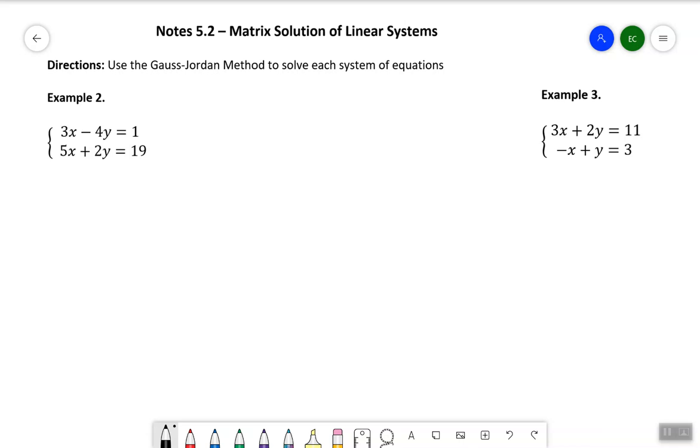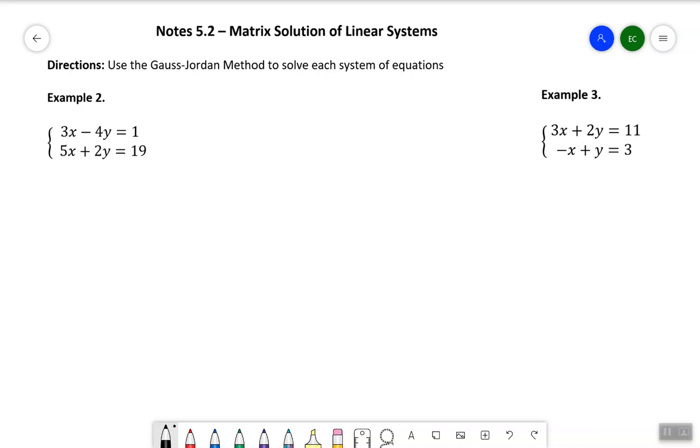Okay, we're in section 5.2. We're working on the Gauss-Jordan method to solve a system of linear equations using matrices. In the previous video, we worked an example where I spent a fair amount of time talking about how and why we do each step in the process.